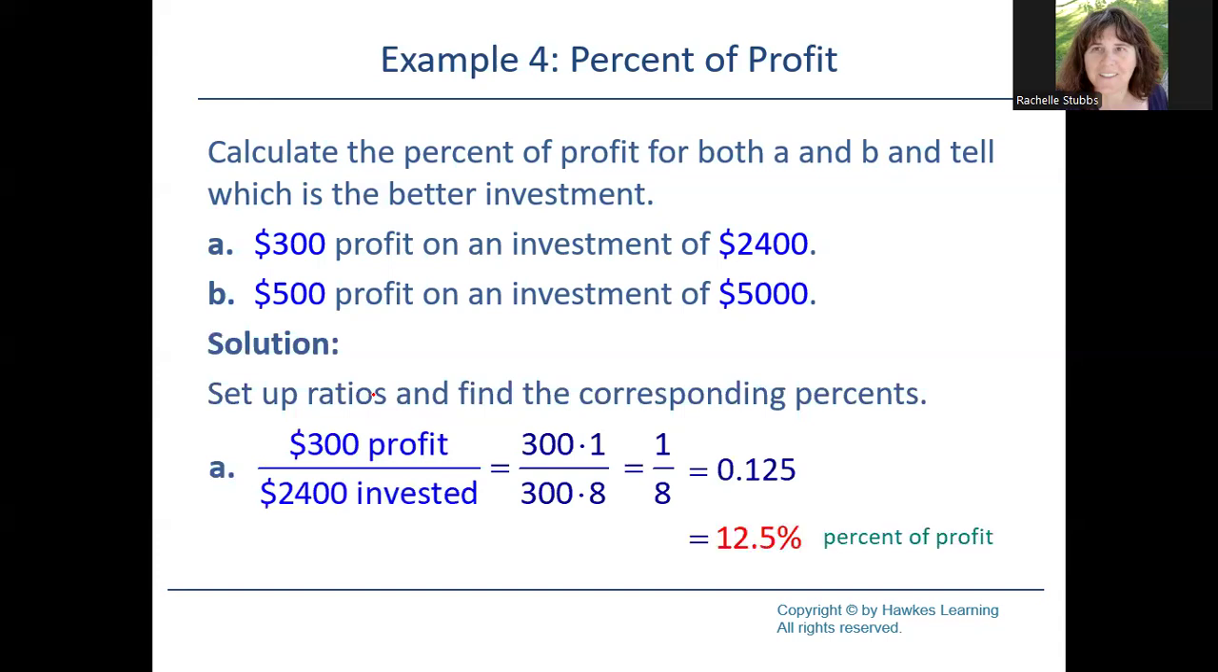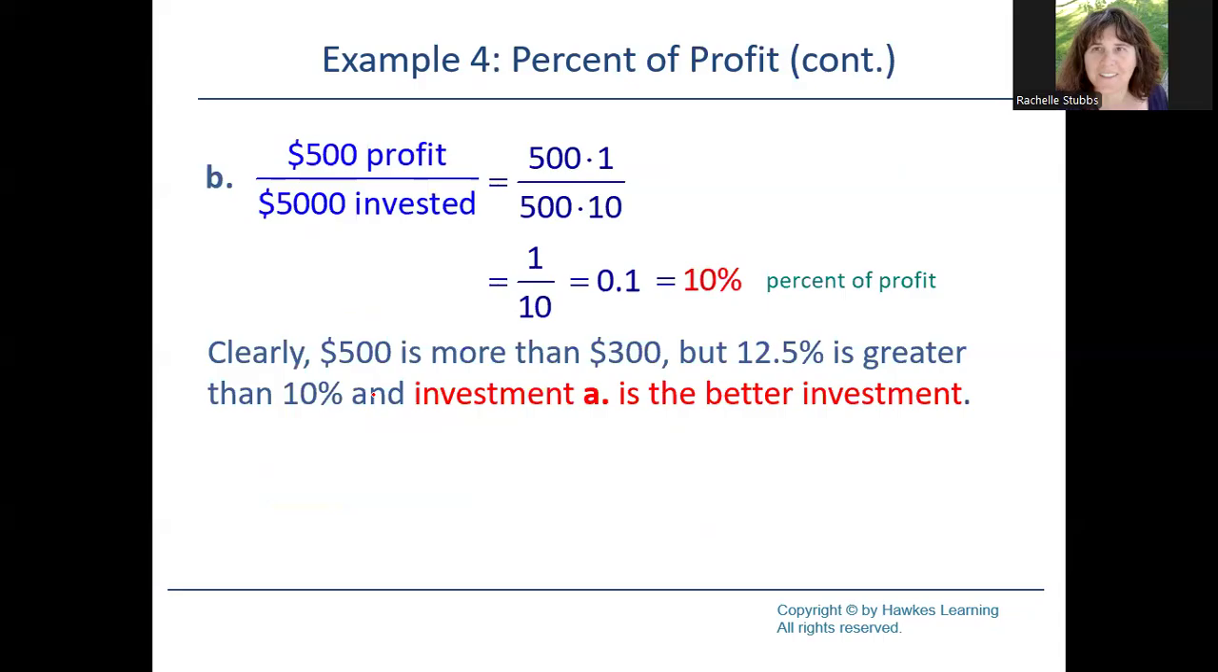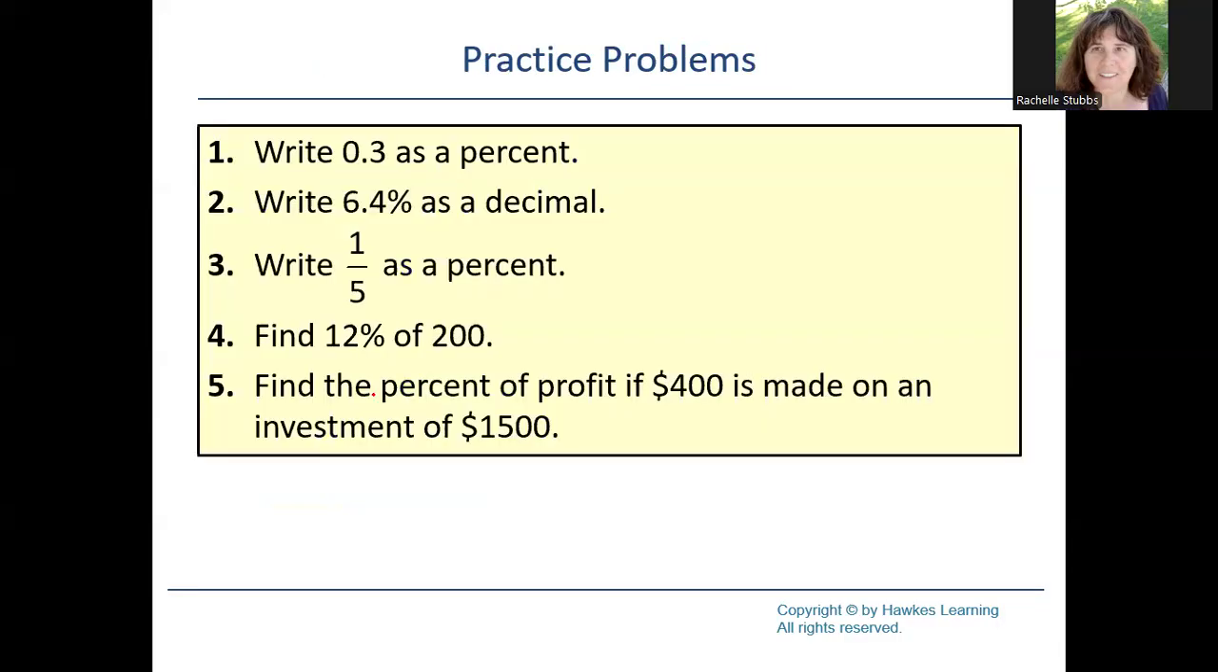And the other one, if we check it, that's 1/10 or 0.1 or 10%. So the investment at 12.5% is greater than the 10% investment. Okay, so A is the better investment rate. That's what they should say, not necessarily the better investment, but it has the better investment rate. So we're going to do these problems. Take a moment, pause the video, see if you can do these problems.